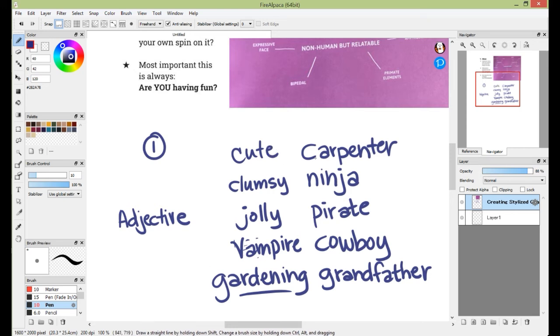So that's going to change the carpenter from being possibly a big burly guy with a thick mustache. Now that it's cute, it might be more like a little kid, or it might be a really cute alien, or it might be a really cute monkey who's a carpenter. We don't know yet, but we do know that this carpenter is going to be cute.